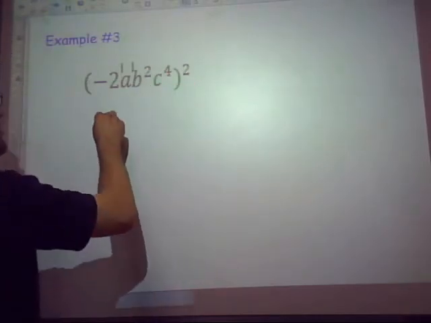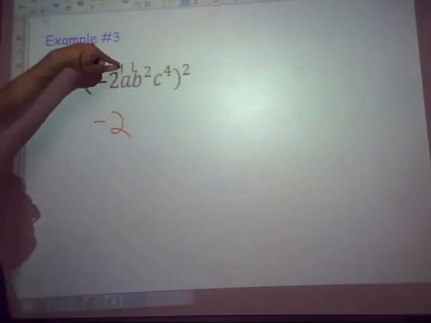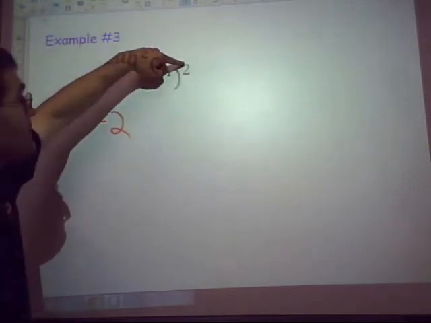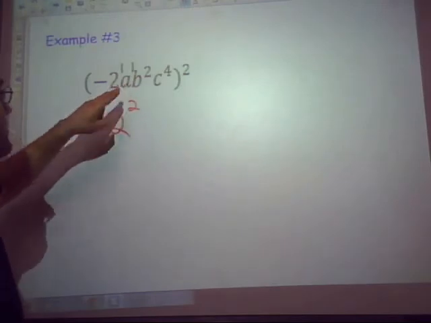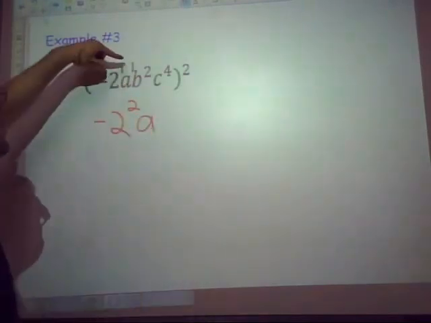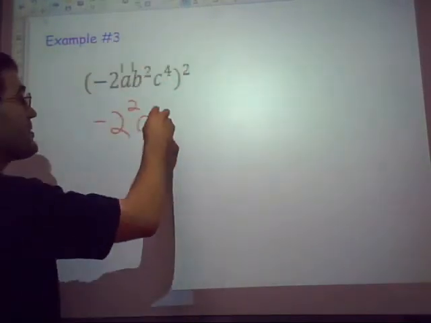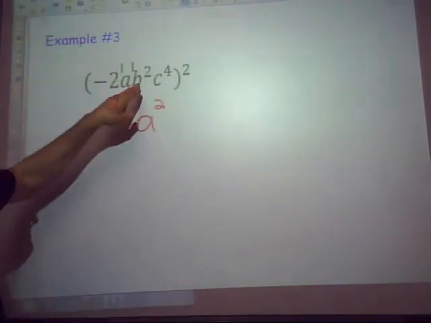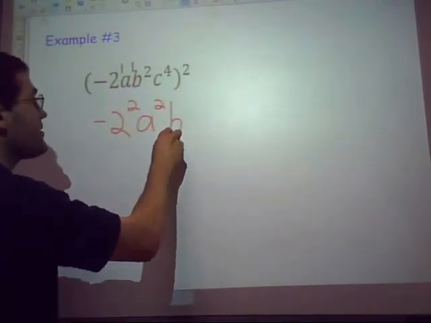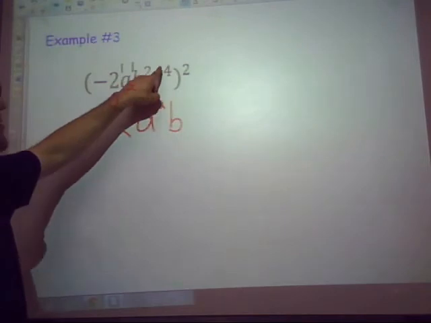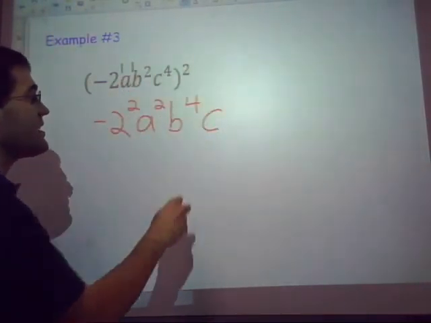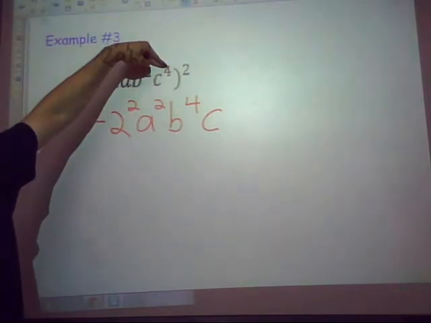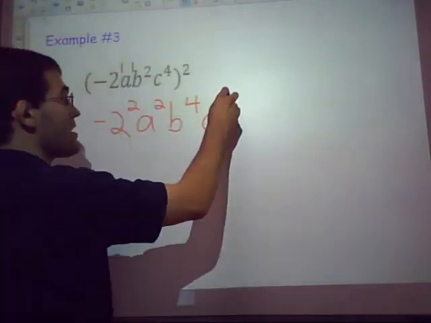So I'll put down my negative 2. The exponent is 1. 1 times 2 is 2. Next, my base is a. Multiply the 1 times 2. That gives me 2 again. The next base is b. The exponent is 2. 2 times 2 is 4. The last base is c. The exponent is 4. 4 times 2 is 8.